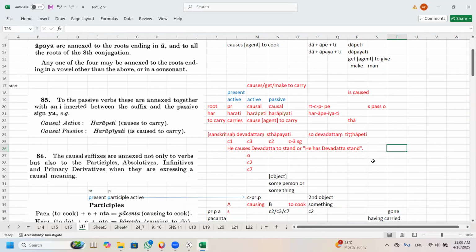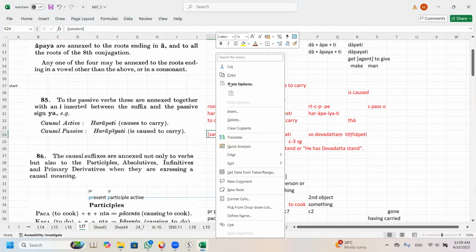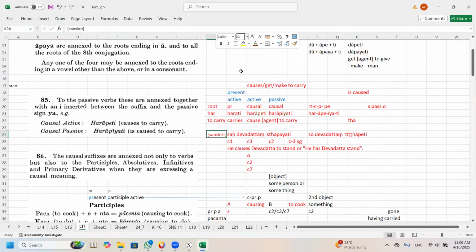Now, you see here? I took from the Sanskrit and I translate. This is Sanskrit. And then what I do is I convert this into Pali, then I do a translation. You see, this is so, and Sali is Saha. Saha and so is the same. Deva Datang is the same.